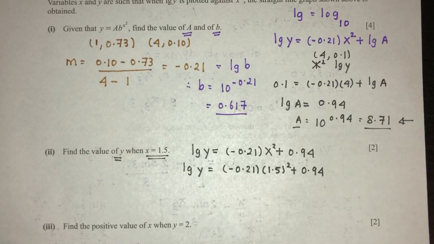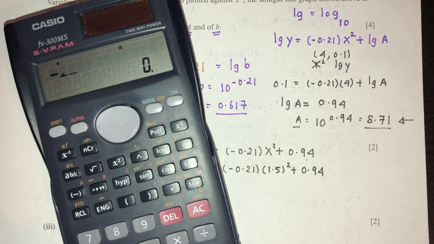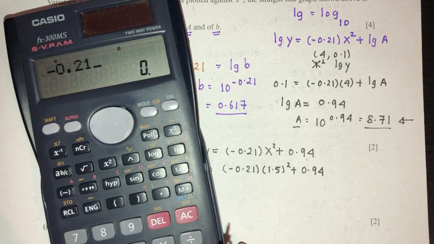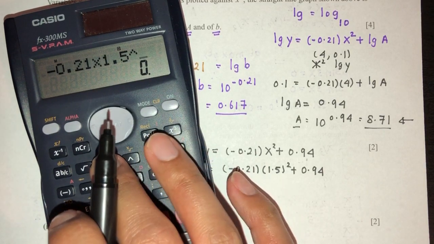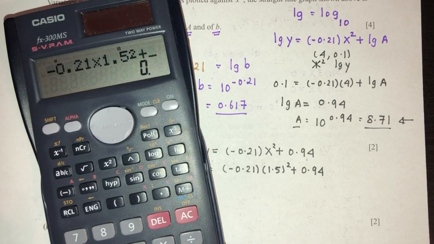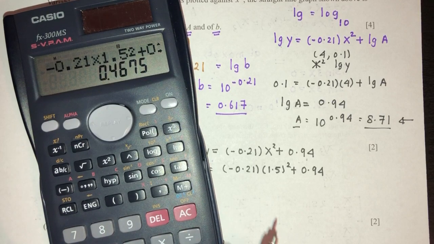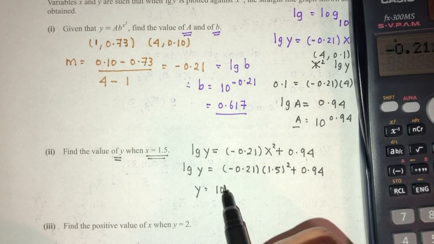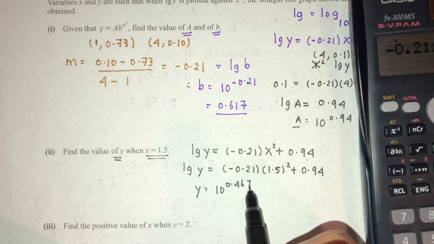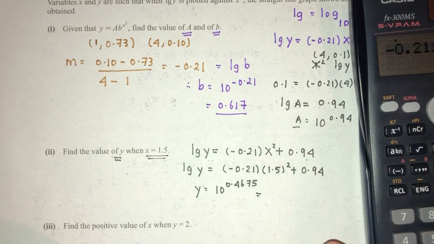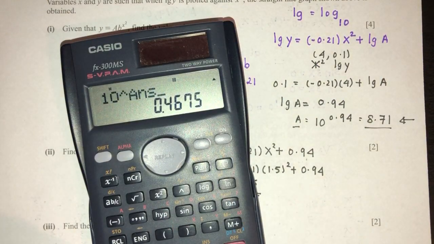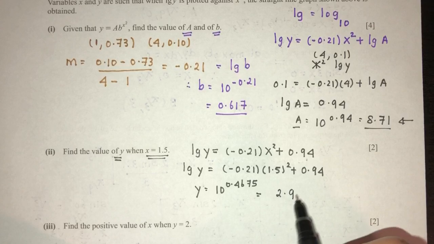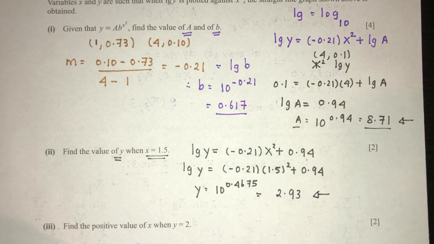Now let's simplify this. Minus 0.21 times 1.5 squared plus 0.94, that should be 0.4675. So y will be 10 power 0.4675. Let's see what we get. That is 2.93. So that is my answer for the value of y.